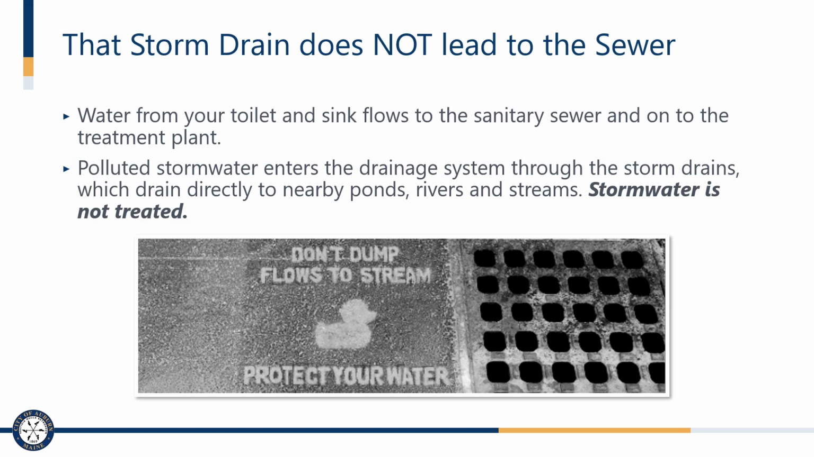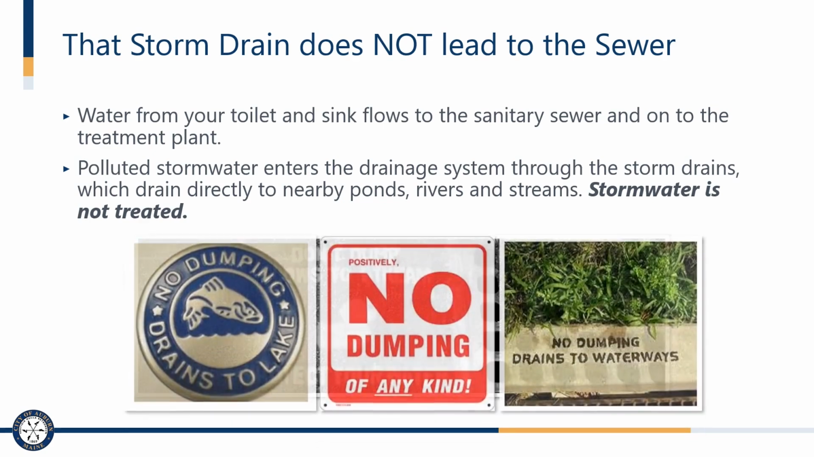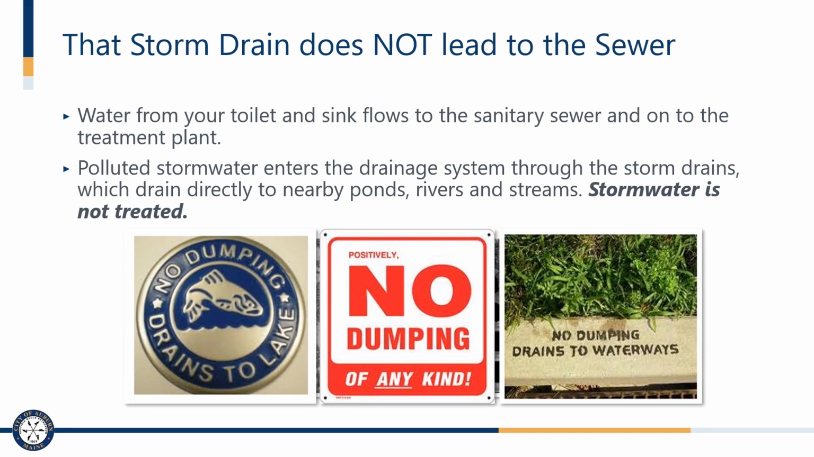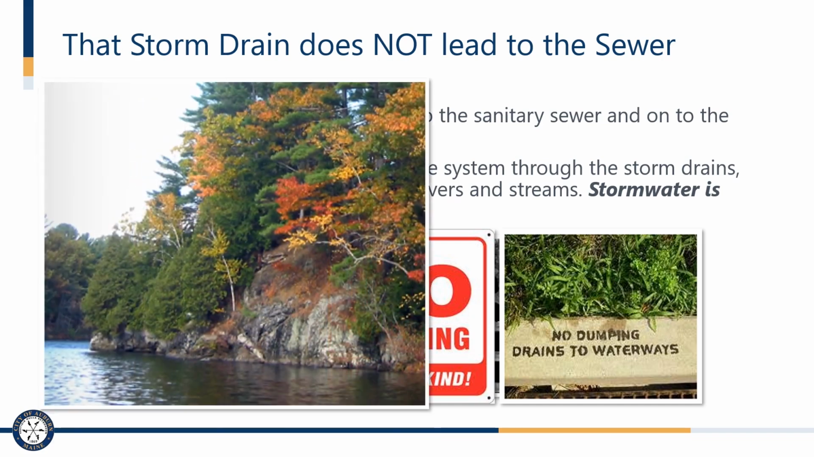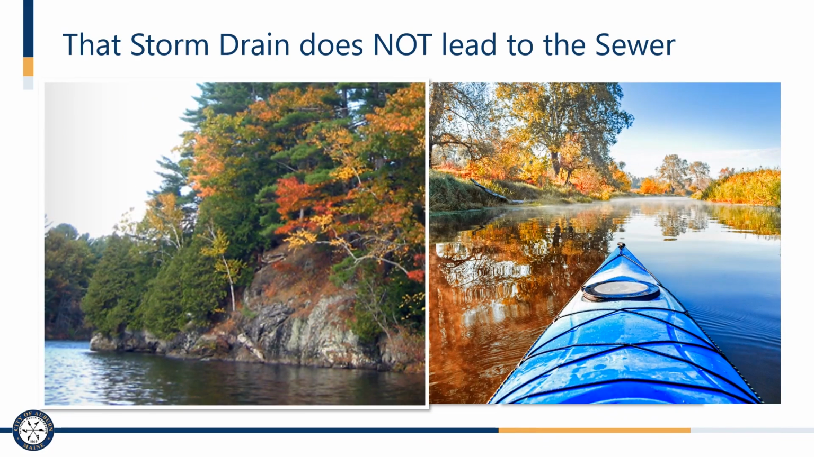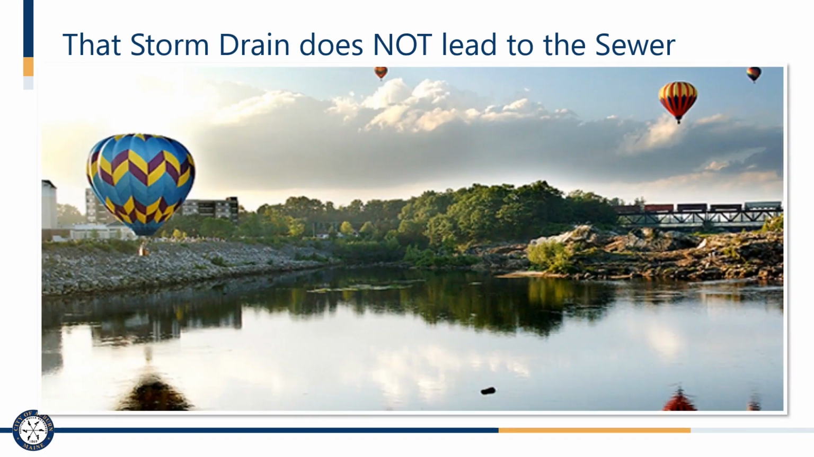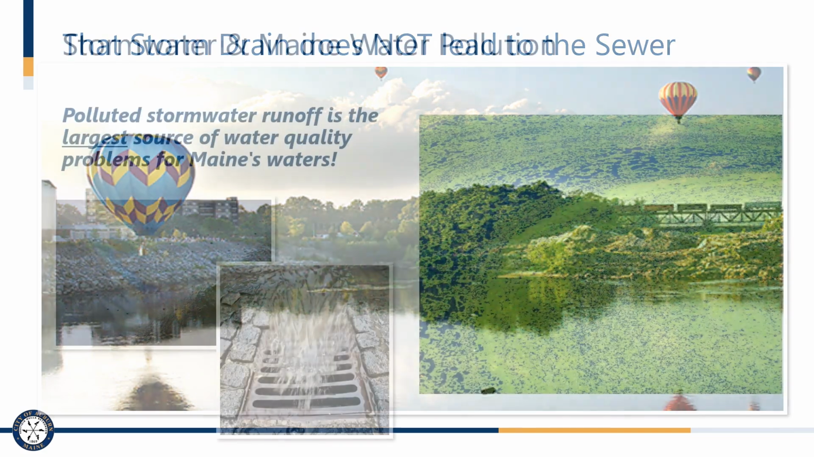In fact, once stormwater enters a storm drain, it generally flows through the drainage system and directly into nearby ponds, rivers, streams, and lakes. Stormwater is not treated before it flows into our waters. In Auburn, the stormwater drainage system flows into places like Taylor Pond, Lake Auburn, and ultimately the Androscoggin River, places we swim, fish, paddle, and otherwise recreate.